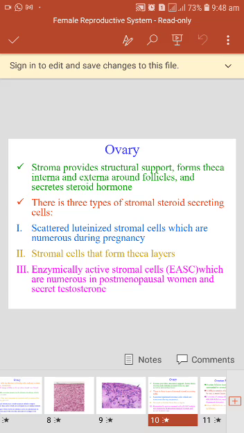The ovary, mainly its stroma, provides structural support, forms the theca interna and externa around the follicles, and secretes steroid hormones. There are three types of stromal steroid-secreting cells. Number one are the scattered luteinized stromal cells, which are numerous during pregnancy. Number two are the stromal cells that form thecal layers. And number three are the enzymatically active stromal cells, which are numerous in postmenopausal women and secrete testosterone.